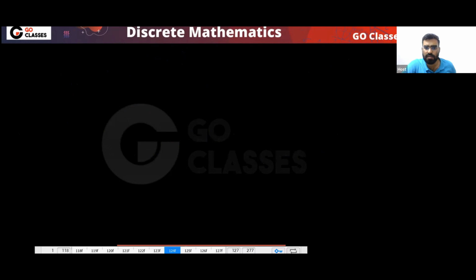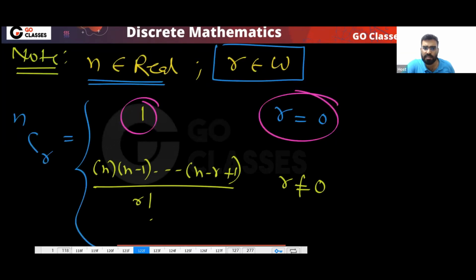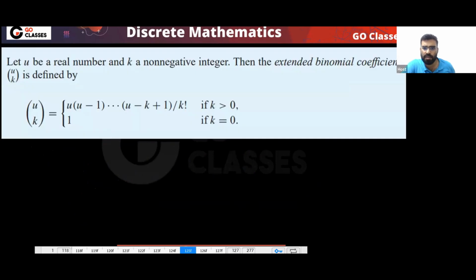Okay. This is easy. This is not very hard. This is very simple, because we already know that NCR is equal to this. Just apply this. Okay.